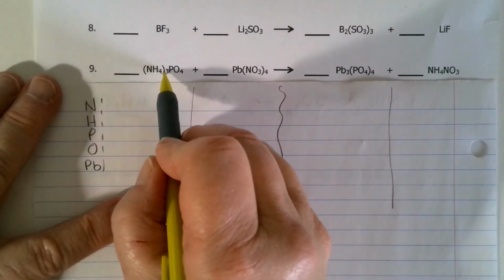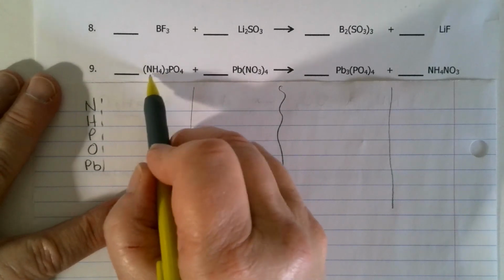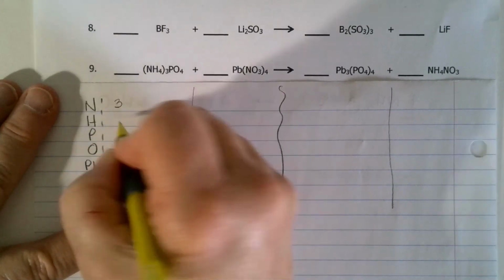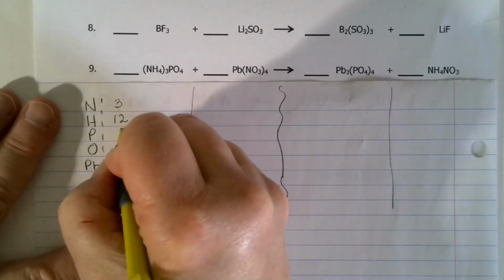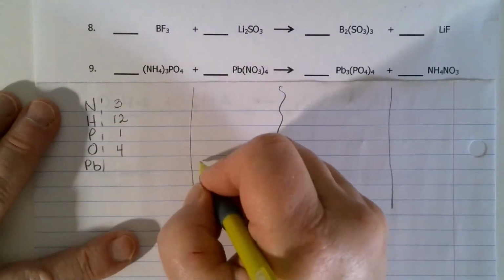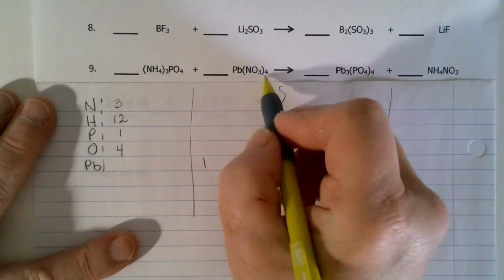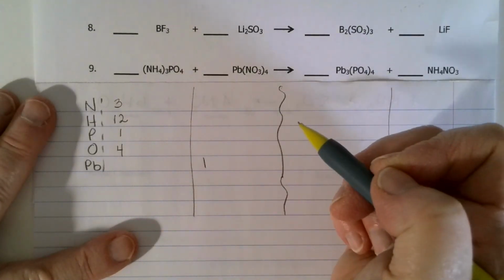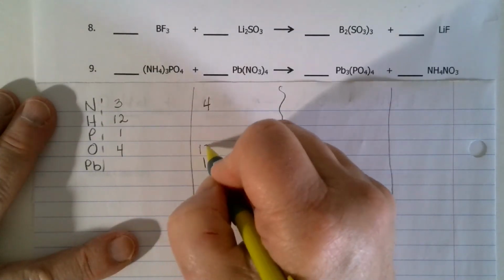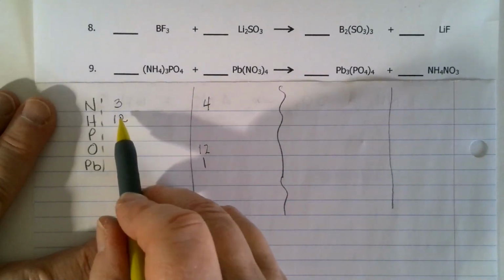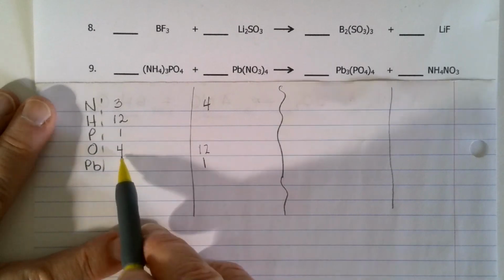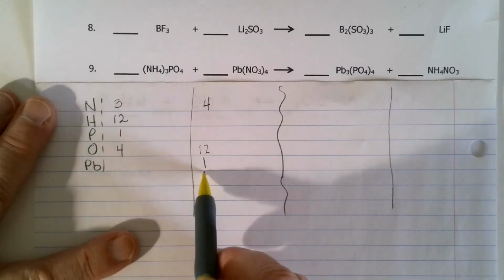Remember this 3 out here, just like in algebra, it's like 3 times whatever's in here. So if this is a 1, this would be 3. 3 times 4 is 12. We have 1 phosphorus and 4 oxygen. This one, I have 1 lead. Okay, how many nitrogen? If you said 4, you're correct. And 4 times 3 is 12 oxygen. So on this side, if you look at it, I have 7 nitrogen, 12 hydrogen, 1 phosphorus, 4 plus 12 is 16 oxygen, and 1 lead.